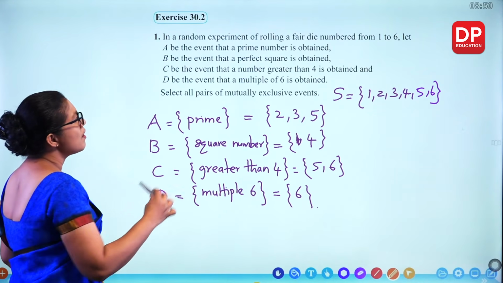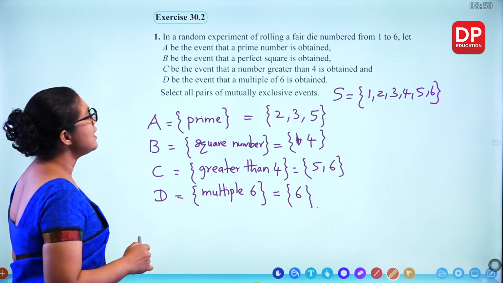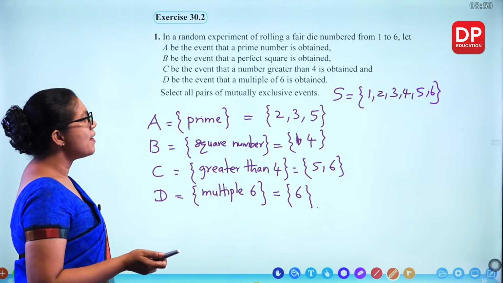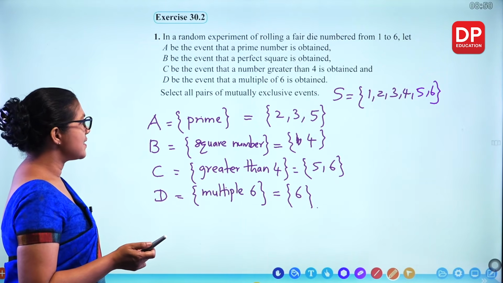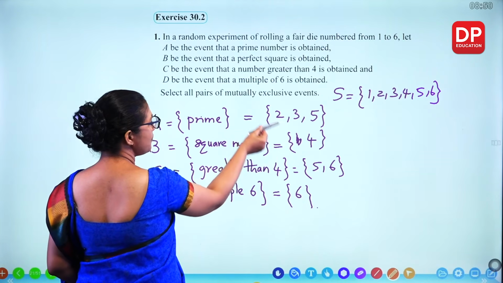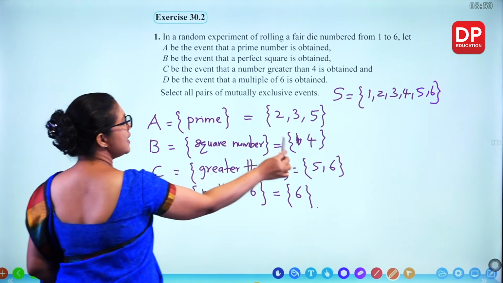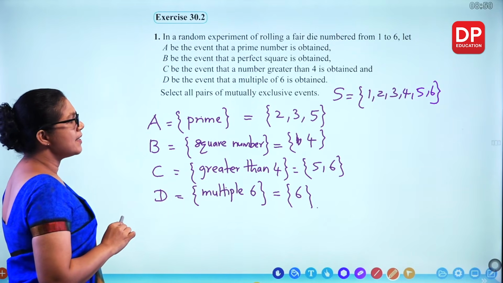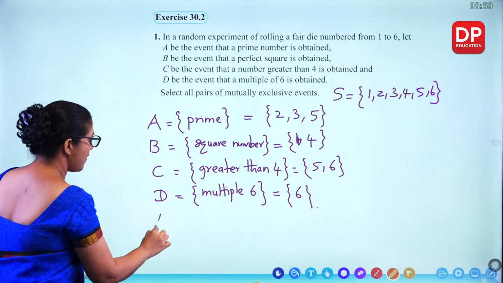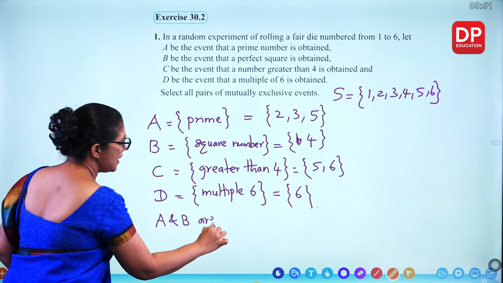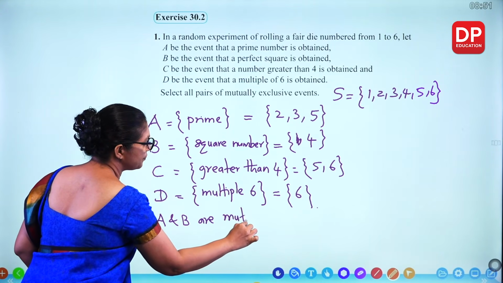Now we'll see what mutually exclusive events mean. There are no common elements for those events. When you take these two, A and B, we can see no common elements. I can write that A and B are mutually exclusive.